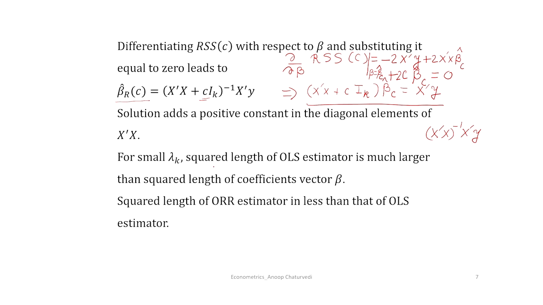Then you remember that the squared length of the OLS estimator is much larger than the squared length of the coefficient vector beta, just because of the smallest eigenvalue lambda k. Now, the smallest eigenvalue of X transpose X plus c I_k is lambda k plus c, and its inverse is 1 upon lambda k plus c. So, it adds this constant c to lambda k, and this makes the squared length of the ORR estimator, the ordinary ridge regression estimator, much less than that of the OLS estimator.